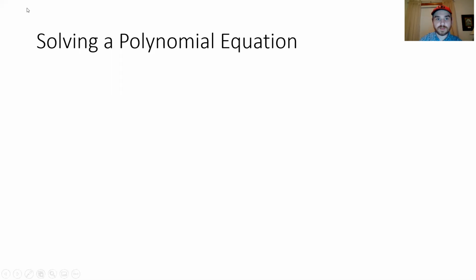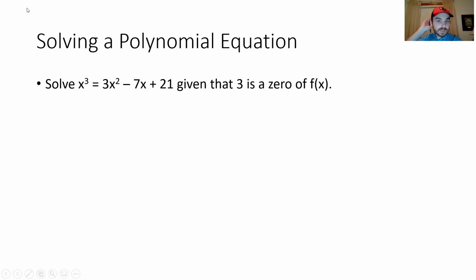So solving a polynomial equation. We want to solve x cubed equals 3x squared minus 7x plus 21, given that 3 is a zero of f of x. So first thing you want to do, of course, is get all of your variables on the same side. x cubed minus 3x squared plus 7x minus 21 equals 0. We know that one of the zeros is 3, so we have a factor of x minus 3. Next thing we want to do is divide these out. That'll give us our quadratic that'll be left, and then we can solve from there.